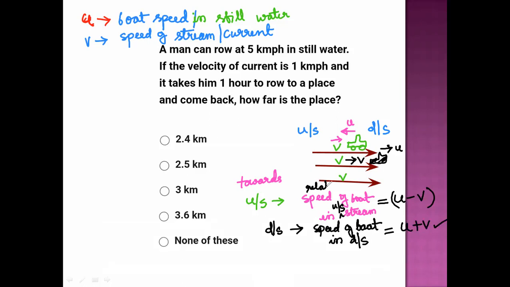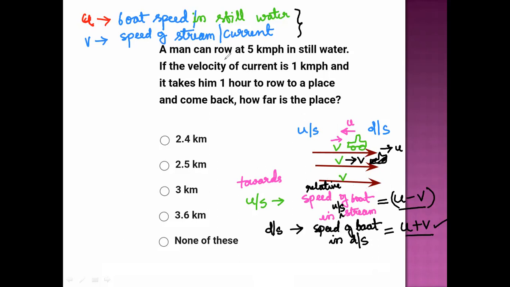So the relative speed of the boat in upstream is equal to u minus v, and similarly the relative speed of the boat in downstream is equal to u plus v. You need to know this. These are the fundamentals that you need to know.